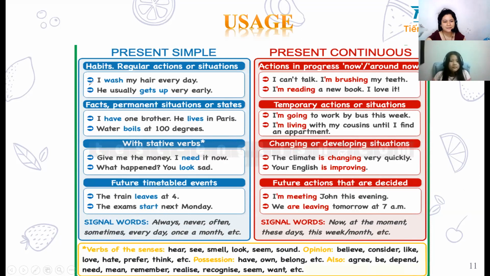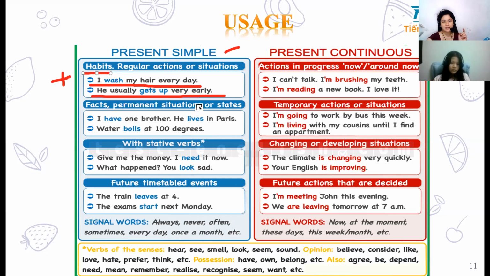Now, here are some examples, okay? I want you to read the first example of the present simple. I wash my hair every day. He usually gets up very early. Yes. Okay, that's an example of a present simple in a positive sentence. You are doing it. It's a habit. It's a regular action or situation, which means you are doing it every day. It's a fact. It's a permanent situation or state.